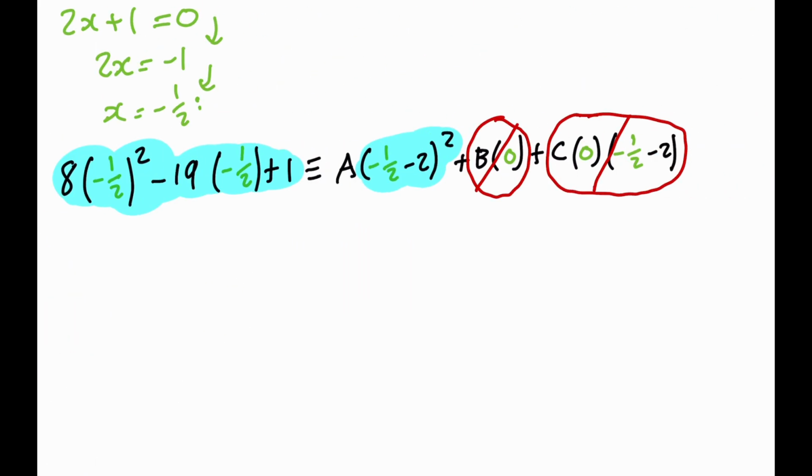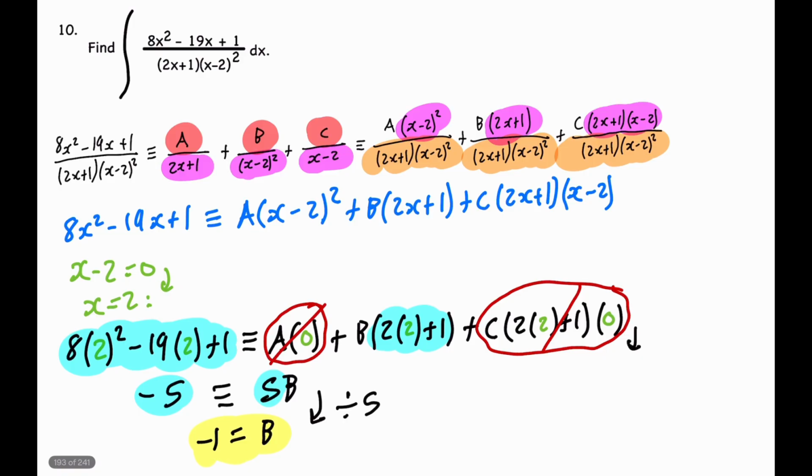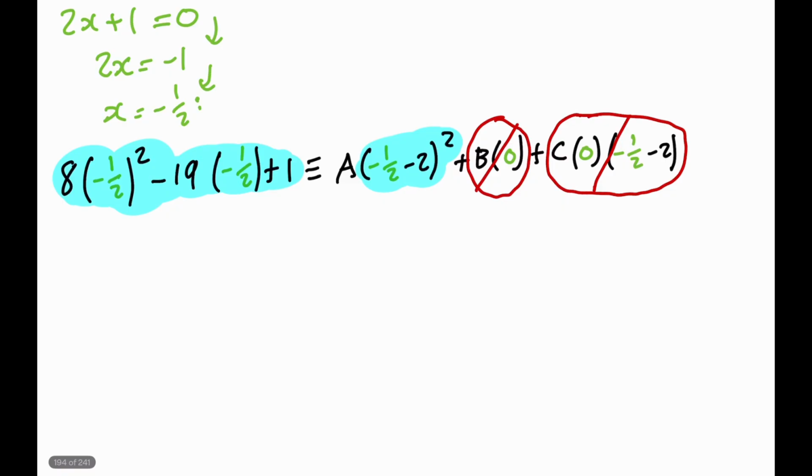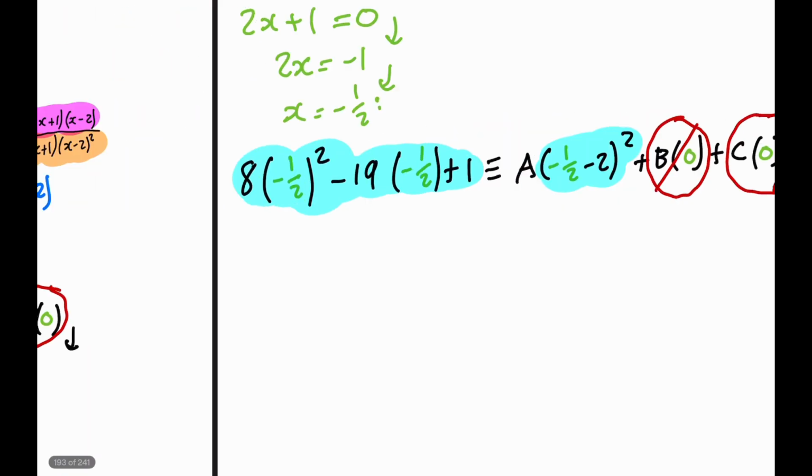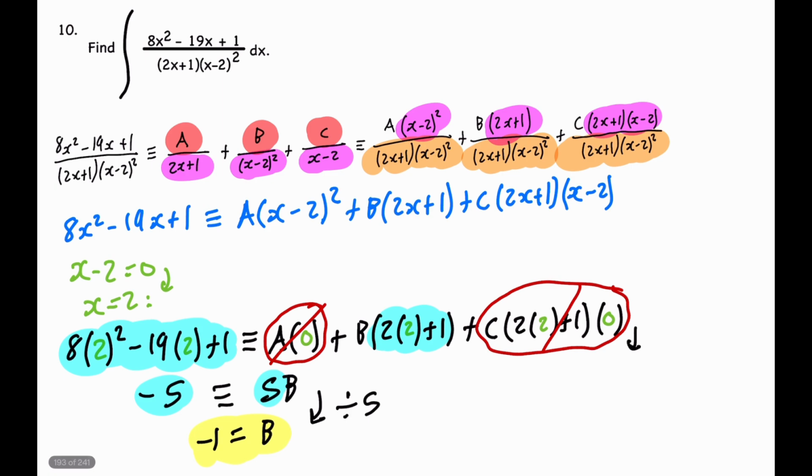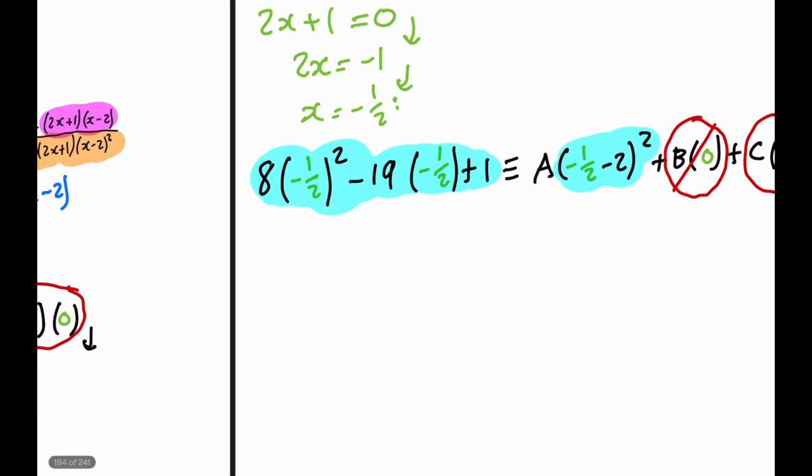So instead of making the x minus 2 equal to 0, we would make the other one equal to 0. The 2x plus 1 is equal to 0. So we can eliminate every term that has 2x plus 1, over here for example, and over here. So we're left with the a only, which does not have a coefficient of 0. So it'll be pretty straightforward.